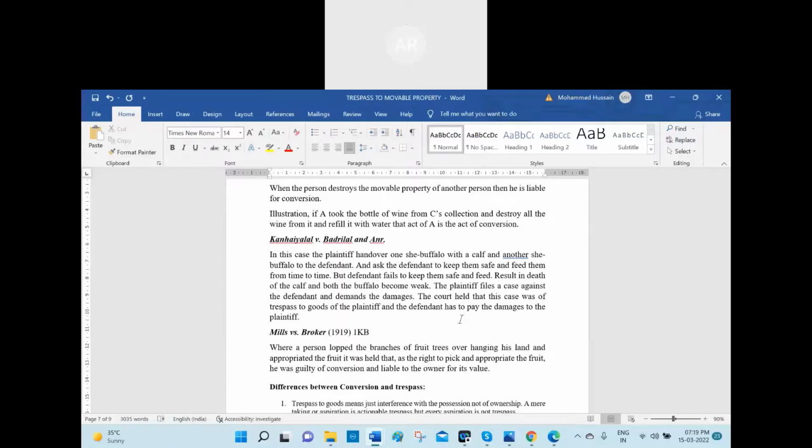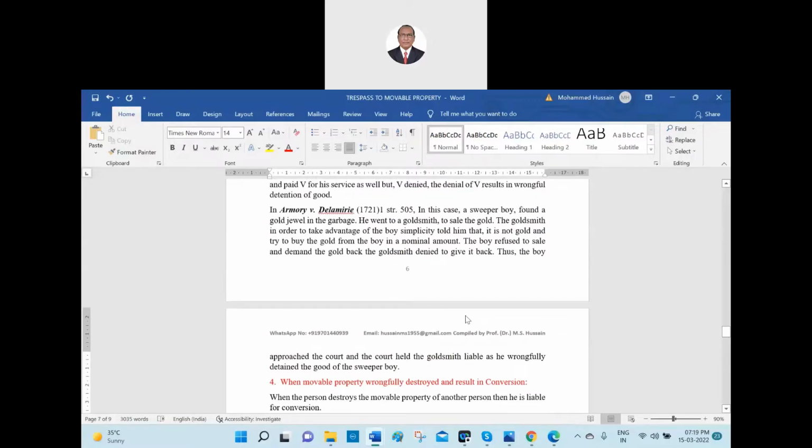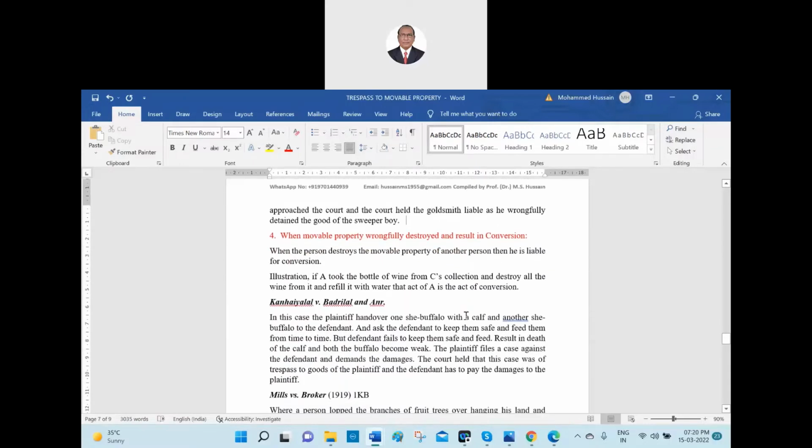Because if you detain anybody's property without legal justification, it also amounts to conversion. Armory versus Delamere case. The sweeper boy found a gold jewel in the garbage and went to the goldsmith. Of course, that fellow wanted to sell the gold to the goldsmith only. But the goldsmith wanted to pay the nominal price. He said he doesn't want to sell it. So even though he detained it without giving it back to the boy, it amounts to conversion. That is the whole story.